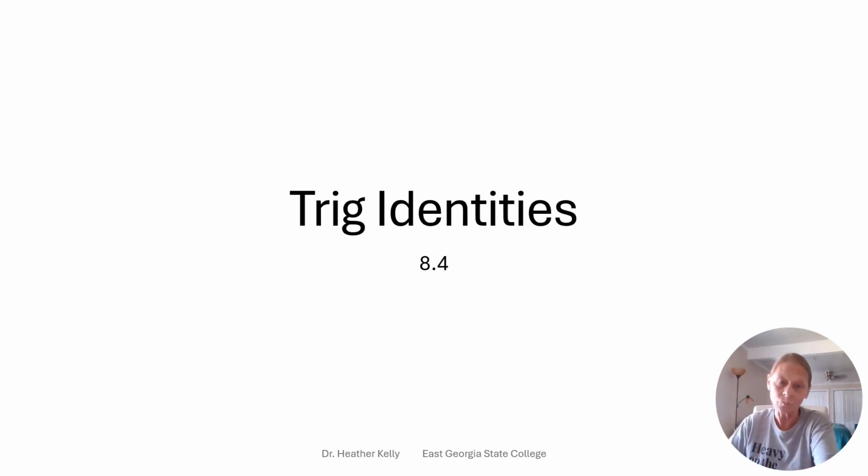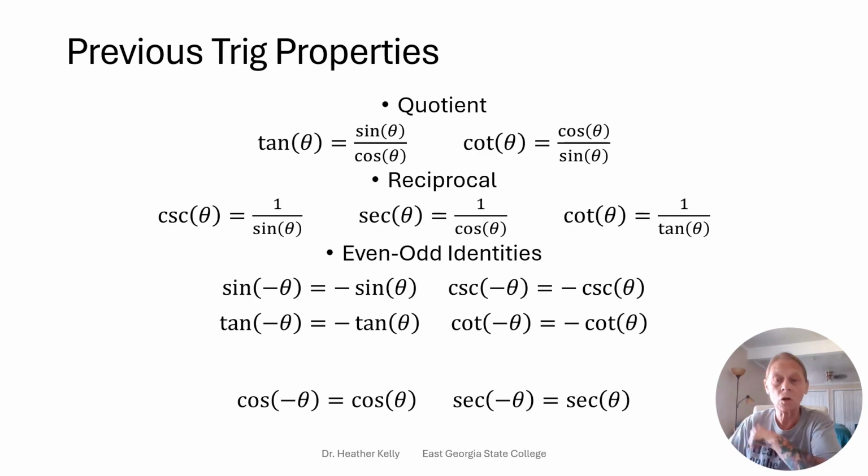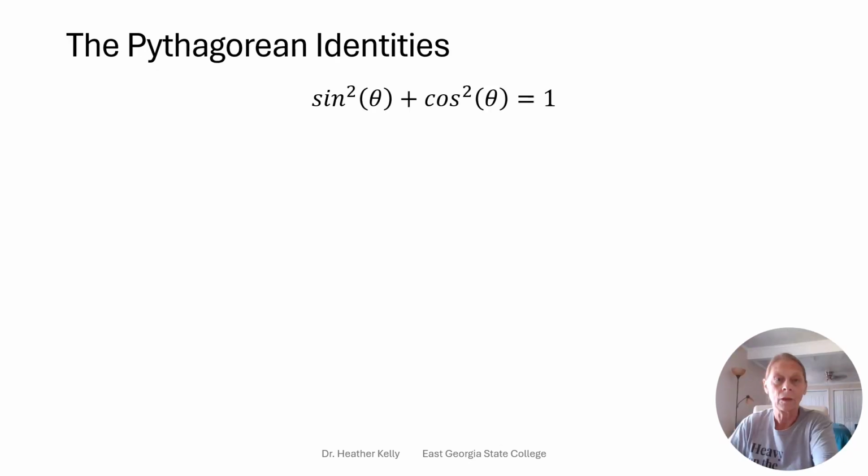Okay? Let's get started. I'm going to start off by reminding you of the previous trig properties that you should already know. There's the quotient properties, the reciprocal properties, and the even-odd identities. Then there's also the Pythagorean identity. And I notice I wrote Pythagorean identities, but I only wrote one identity.